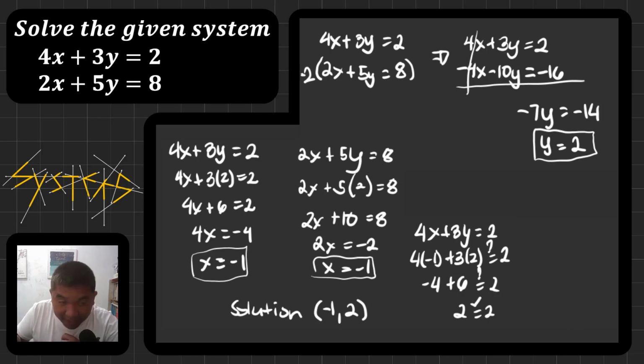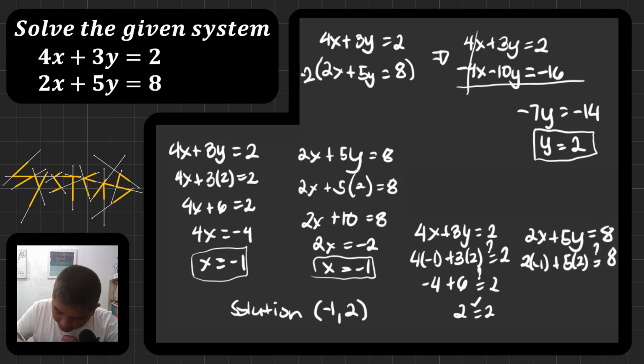Now let's look at the second equation. Again, original equation: 2x plus 5y is equal to 8. 2 times negative 1 plus 5 times 2, question mark, 8. Negative 2 plus 10, question mark, 8. You will have here 8 is equal to 8. It also satisfied the second equation. So this solution that we have presented earlier is really the solution for this given linear system.